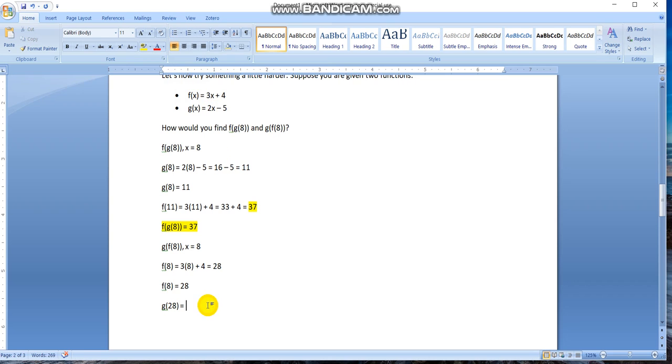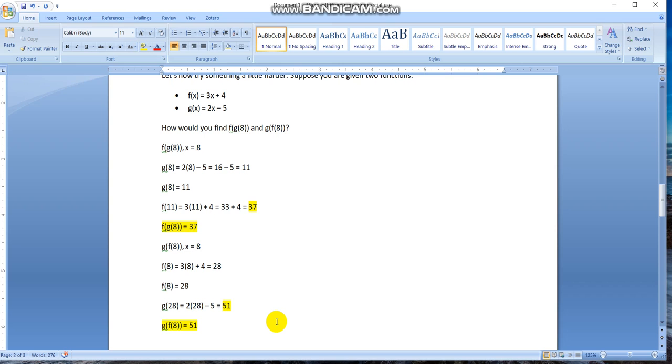So this means we're using this. So x is going to be 28 this time. So 2 times 28 minus 5. Do this correctly. 2 times 28 is 56. 56 minus 5 is going to be 51. So what this means is that this is g of f of 8, and that's going to equal 51.